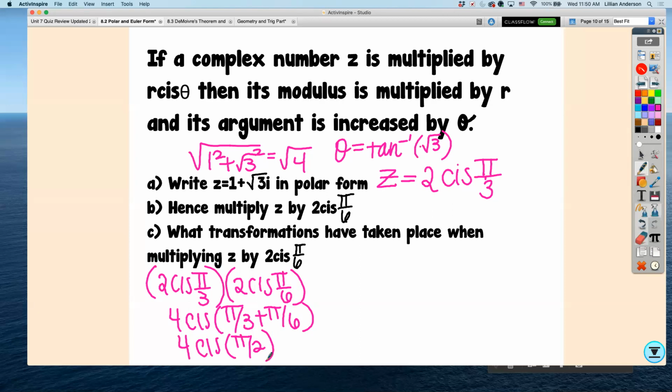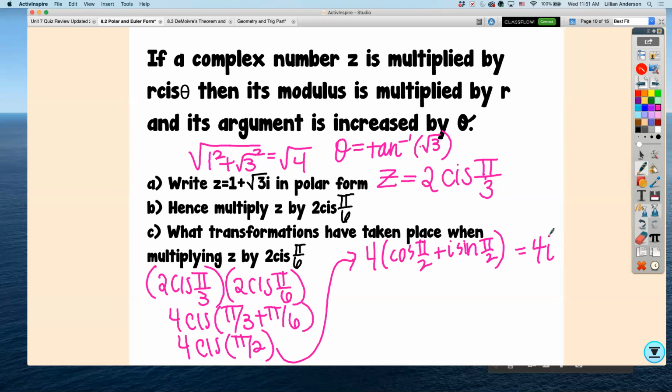And so this essentially breaks down to be, as we know, 4 times cosine pi over 2 plus i sine pi over 2, which is what? It would just be 4i, because cosine of pi over 2 is 0, sine of pi over 2 is 1, so that's essentially 4 times i, which is just 4i. So that's our answer to B.